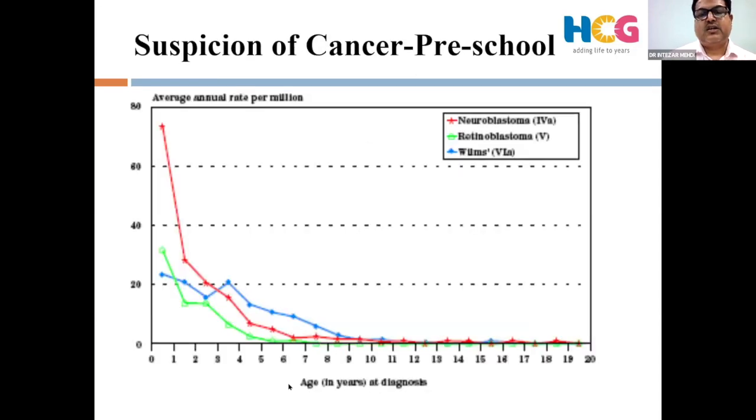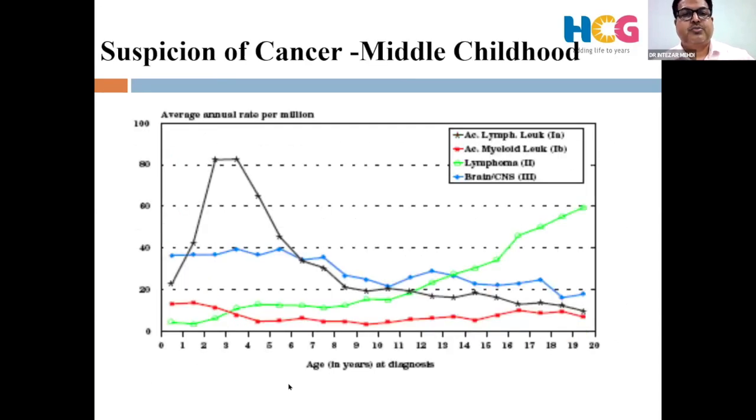So when I talk about cancer in children, it follows a particular age pattern. As you know, majority of the time, in preschool children, below 2 to 3 years of age, neuroblastoma is the commonest cancer in this age group, and then retinoblastoma and Wilms tumor.